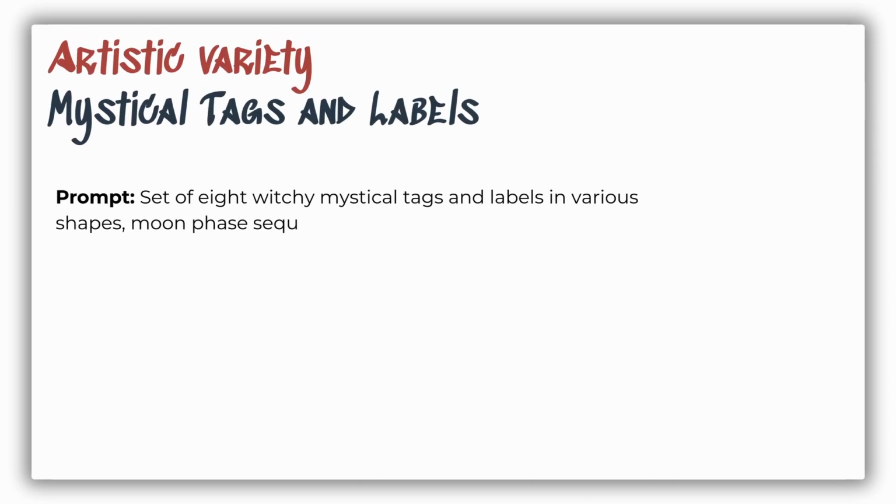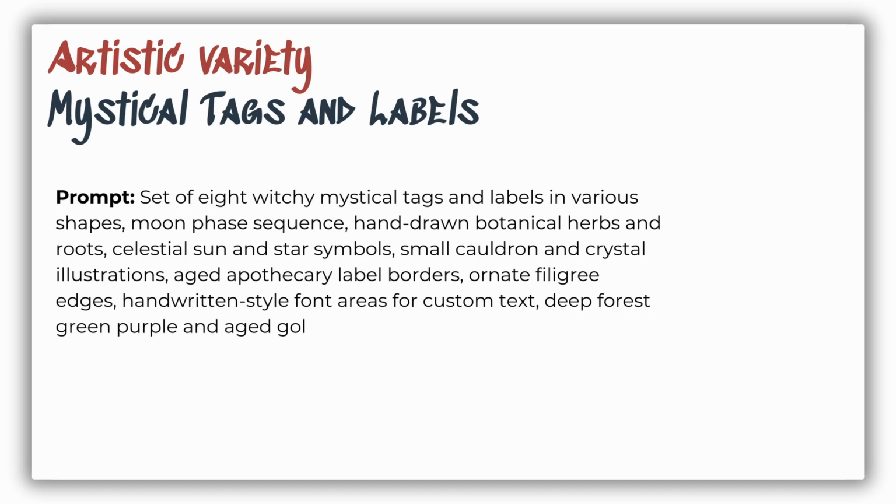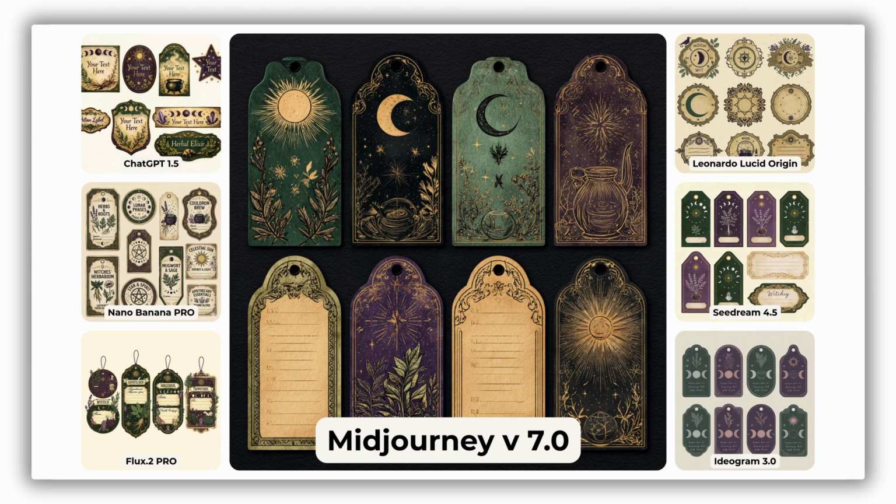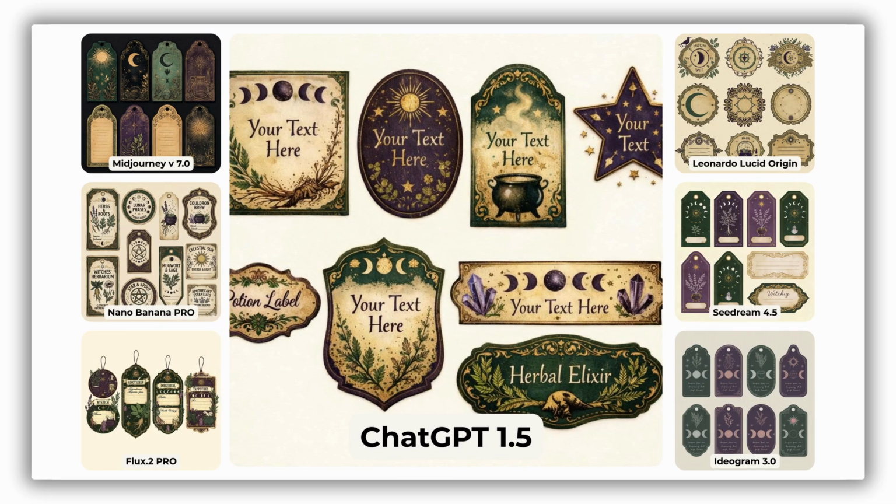8 mythical tags come next. This prompt includes a lot of objects and elements, which is a real challenge for some AI generators. ChatGPT cropped the image, but the overall aesthetic looks great. I also like Nana Banana's result.